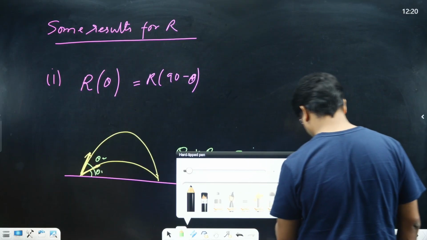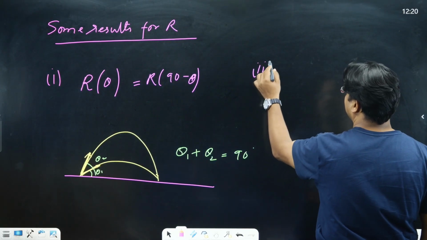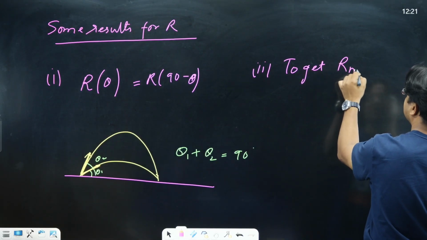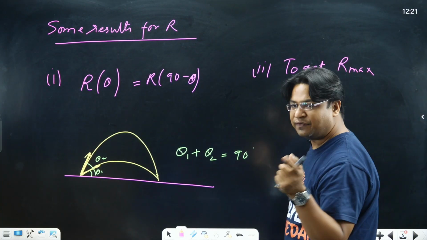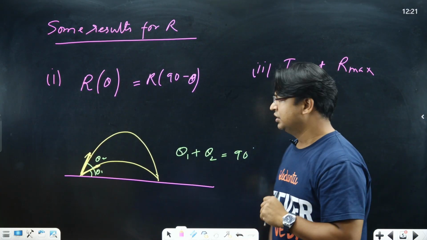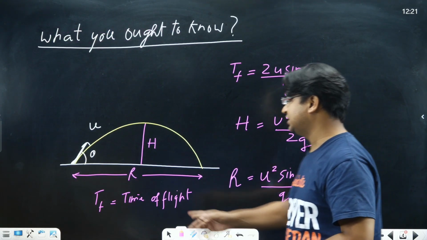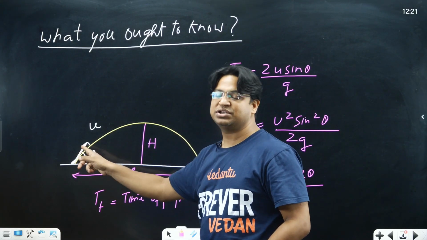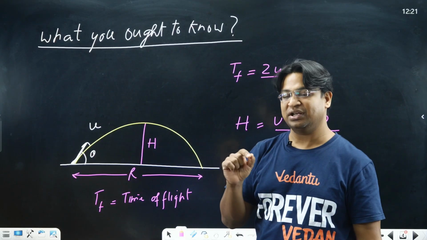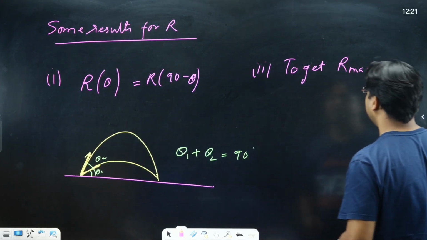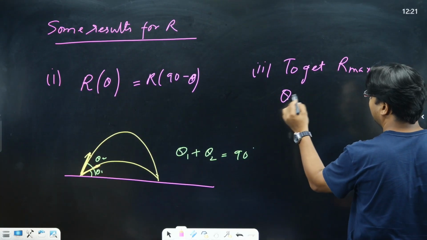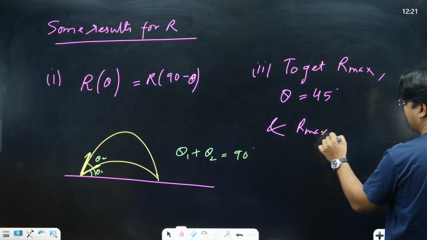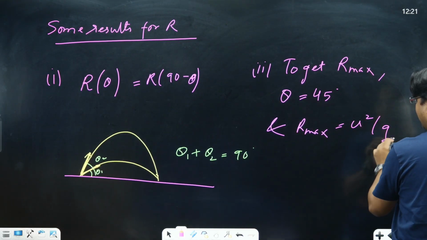The other thing that you should know is how to get the maximum value of R for a fixed speed of projection. That means you are allowed to change theta. If I say that you will be projecting with the same speed u, but you are allowed to change theta, and you have to choose a theta that gives a maximum range, then that theta should be equal to 45 degrees, and the corresponding value of range is u square by g.